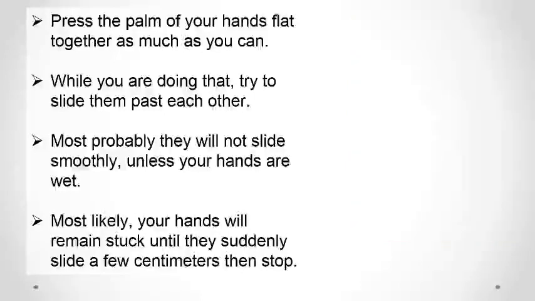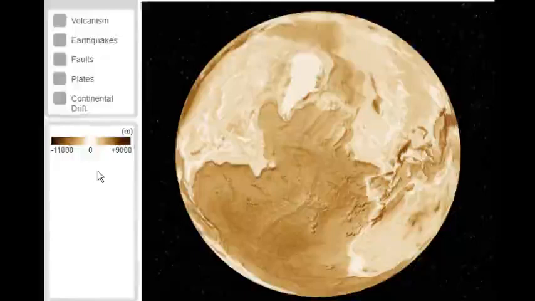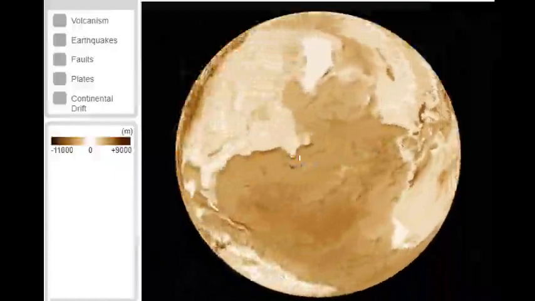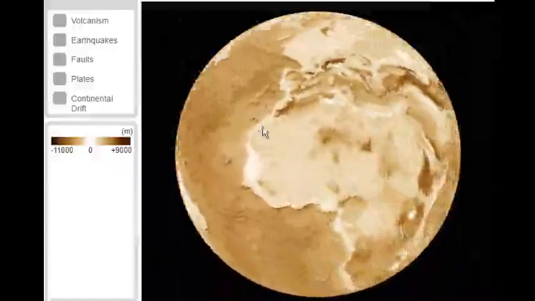This is exactly what happens in the Earth crust. This is the way movements in the Earth crust take place. Before starting with our activity for today, which is about earthquakes, let's have a look at our planet. It seems to be peaceful and quiet. However, it's not the case.